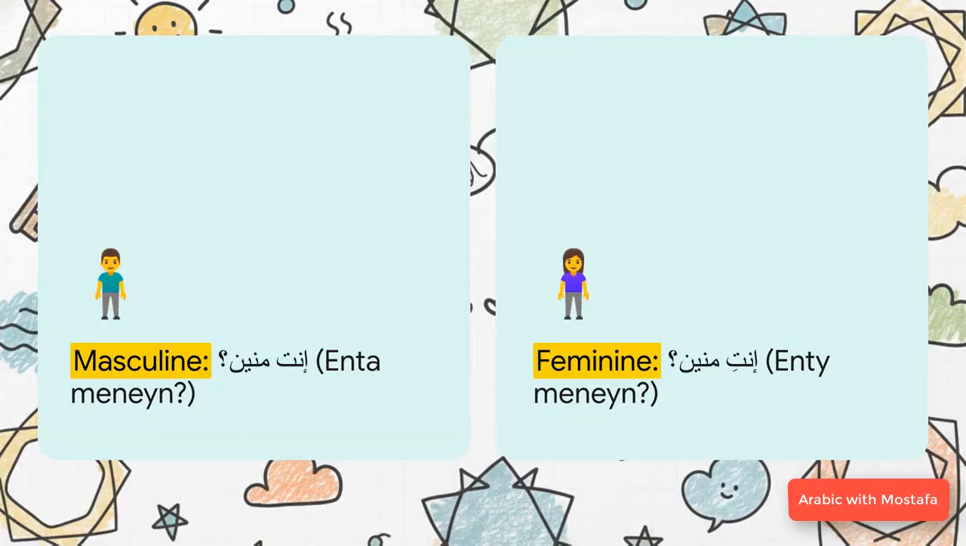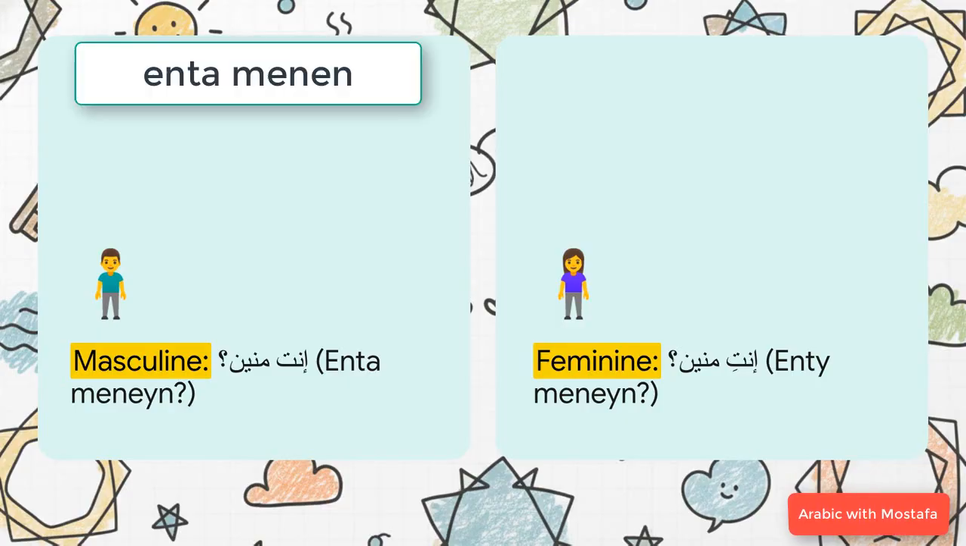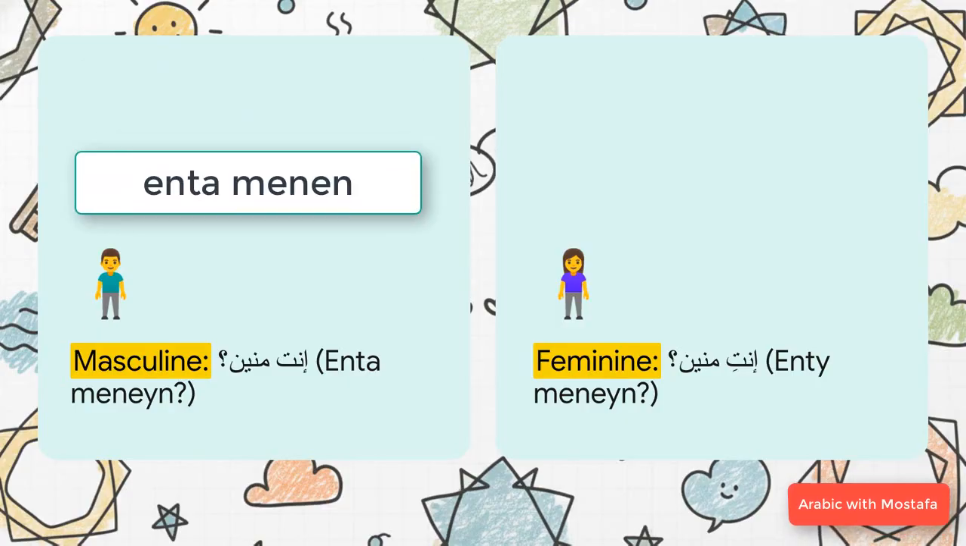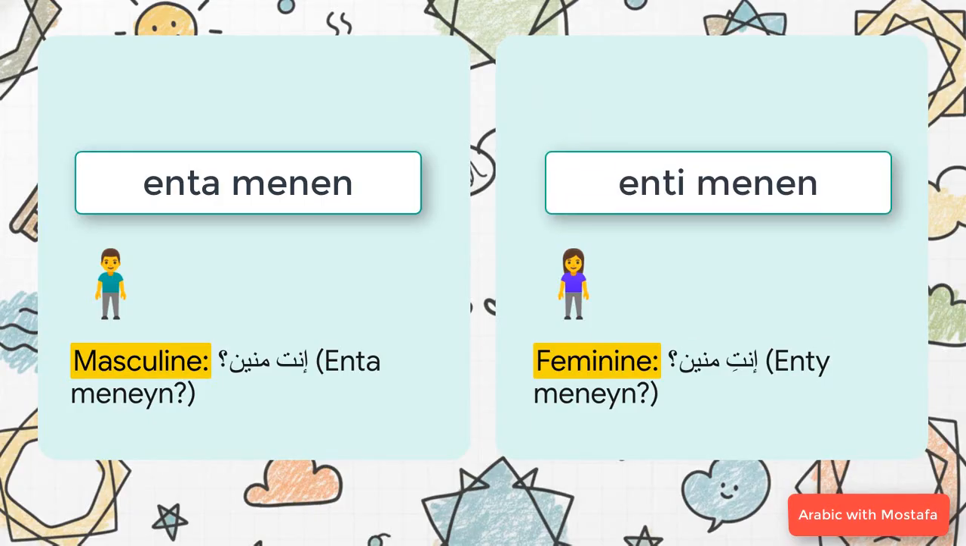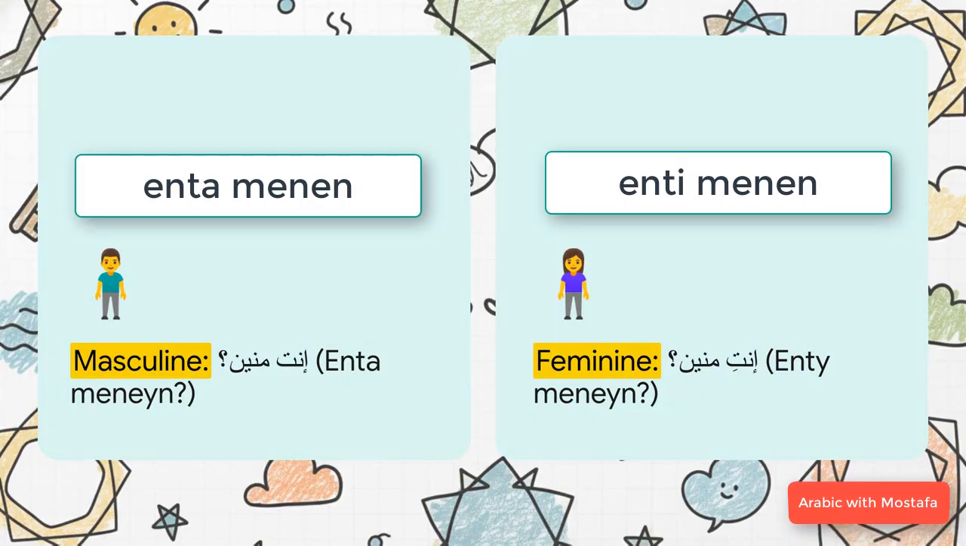Now, this is absolutely crucial in Arabic. You have to pay attention to gender. So if you're talking to a man, you say, enta minain. But if you're talking to a woman, you switch it up just a little bit to enti minain. Can you hear that difference? Enta for a guy, enti for a woman. It's a small tweak, but it makes a world of difference.